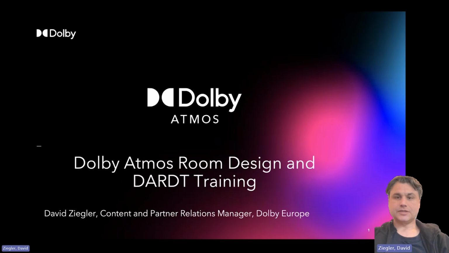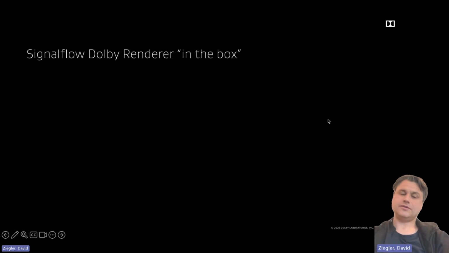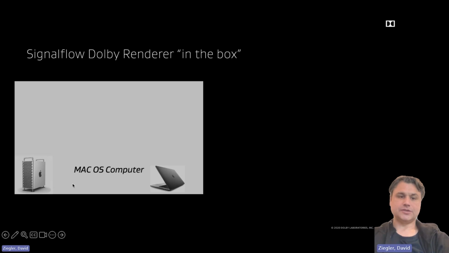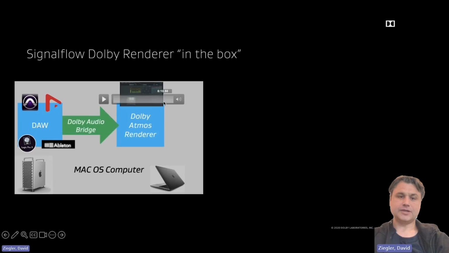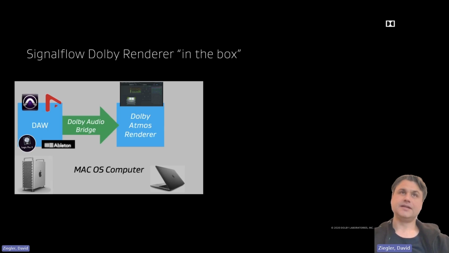Okay, so we have a little look at the possible routing options, how that actually looks. So the most common option is that you install the Dolby renderer on the same machine as your audio workstation. So we call that in-the-box workflow. So you have your computer, you have your audio workstation running, and you have your Dolby Atmos renderer running. And these two are connected through something that's called a Dolby Audio Bridge. But that's not that important in this moment. We have tutorials for that in our professionalsupport.dolby.com.